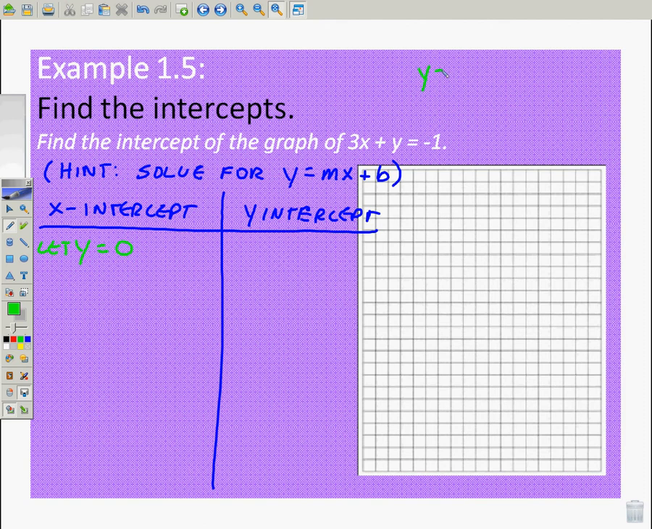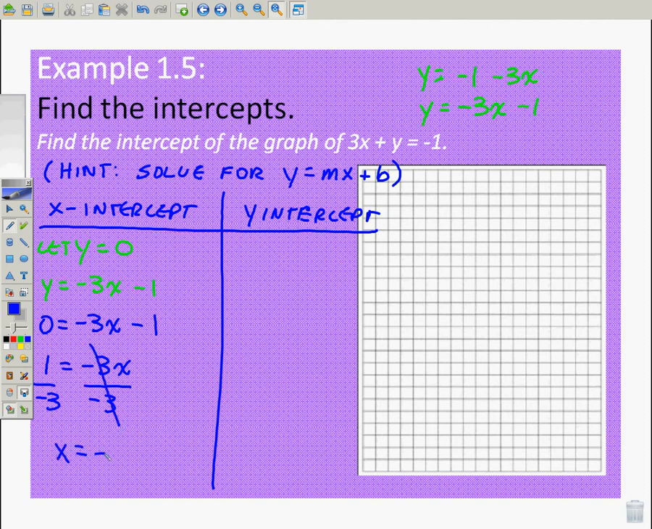So I'm going to say y equals -1 minus 3x, because I subtracted 3x from both sides. I'm going to reorder this: y equals -3x minus 1. So if y equals -3x minus 1, I'm going to substitute in y equals 0. So 0 equals -3 times x minus 1. So 1 is equal to -3x. I'm going to divide by -3. And so x is equal to -1/3.